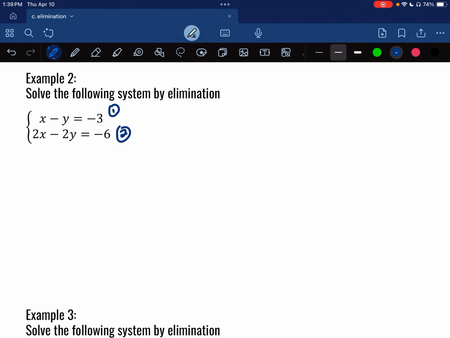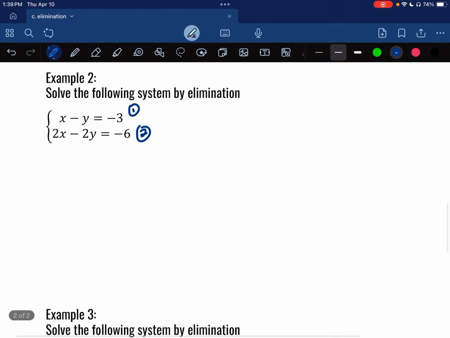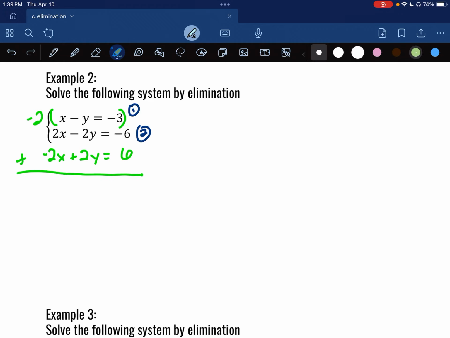So I'm going to take my top equation and I'm going to multiply the whole thing by negative 2. And I'll just rewrite it down here. So I got negative 2x plus 2y equals 6. All right, and now I'm going to add those up, right? So I'm adding these equations right here, this one and my new equation 1.